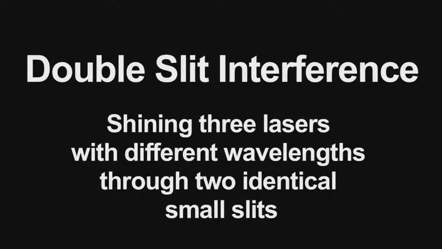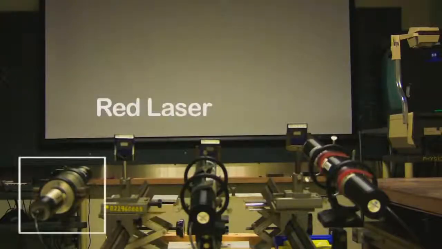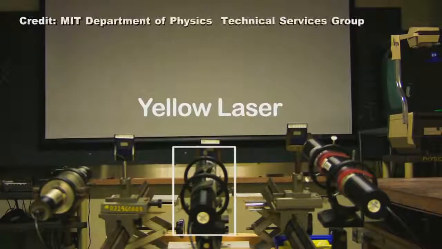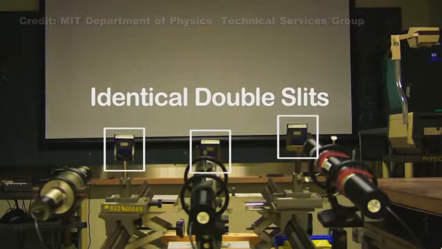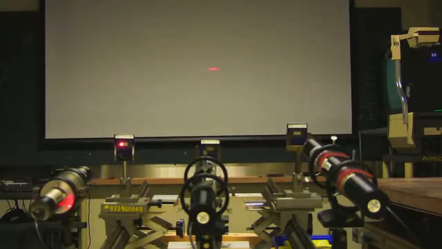In this demonstration of the dual slit experiment, we see a red laser, a yellow laser, and a green laser being used to show how the different wavelengths, or colors of light, respond when they pass through identical double slits. This experiment clearly shows the wave nature of light, and yet we know from other experiments that light is made up of discrete units, or quanta of light, that we refer to as photons. Notice how the patterns of the three different colors vary. This is a very important clue.